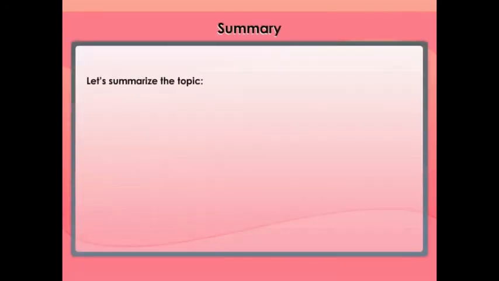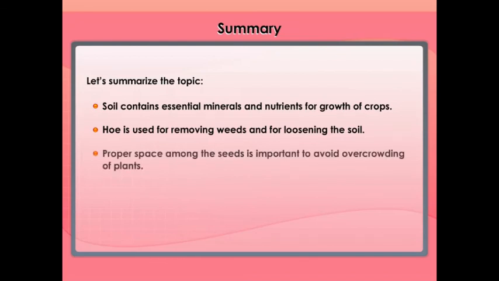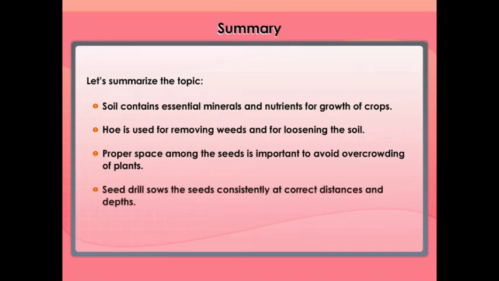Summary. Let's summarize the topic. Soil contains essential minerals and nutrients for the growth of crops. Hoe is used for removing weeds and for loosening the soil. Proper space among the seeds is important to avoid overcrowding of plants. Seed drill sows the seeds consistently at correct distances and depths.